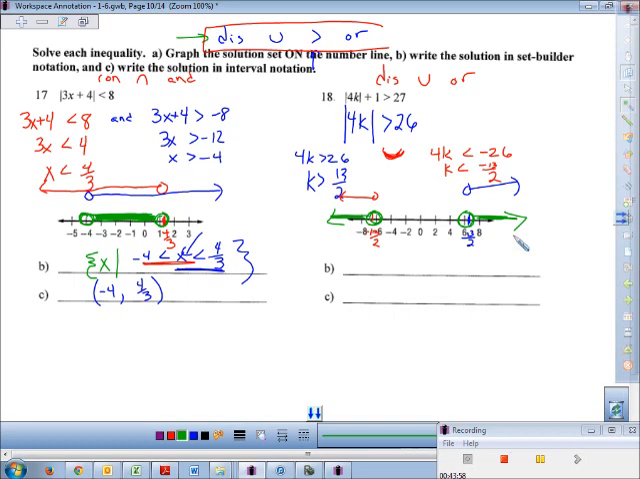Set notation is easy on ORs. What you see is what you write. Set of all k's such that k is greater than 13/2. The word is or. K is less than -13/2. Now get that in interval notation for me.